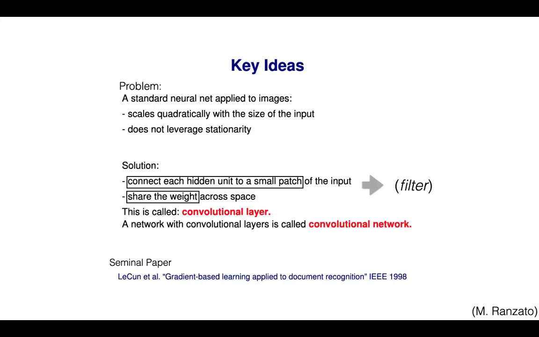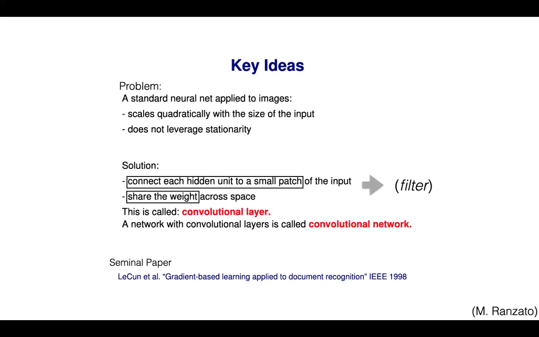The solution is to use the idea of, instead of having a fully connected hidden layer that's going to analyze the whole global data, the image, we have hidden units that are going to look for a small patch of the input. And this hidden unit is going to share the weights across the whole domain of the image. And if you remember what we have seen in the course before, this is a filter, right?